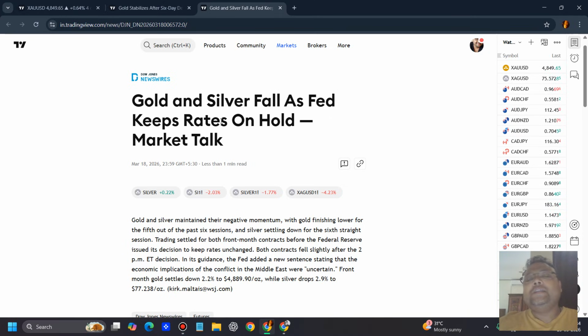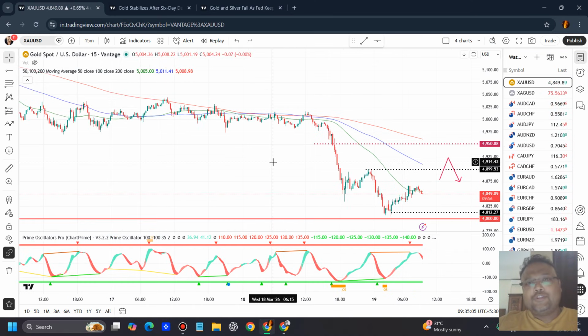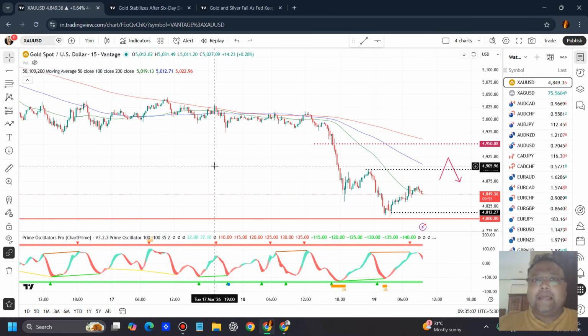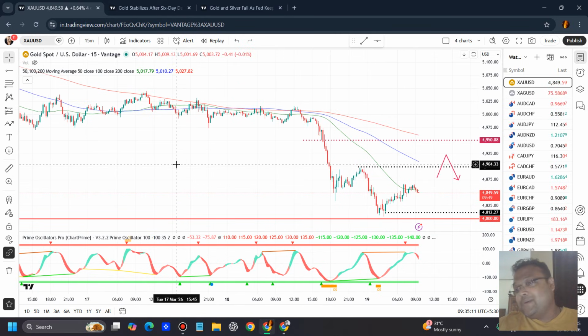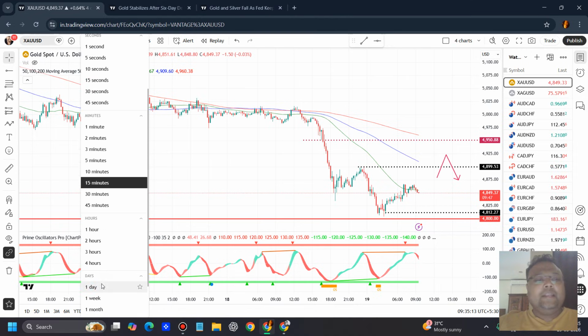There was no change on the rate cut, as a result of which we saw intense pressure on the chart of gold. Anyways, if you're a day trader, you must be liking it. And obviously gold was very much overbought as well. Anyways, let's look at the daily chart once.